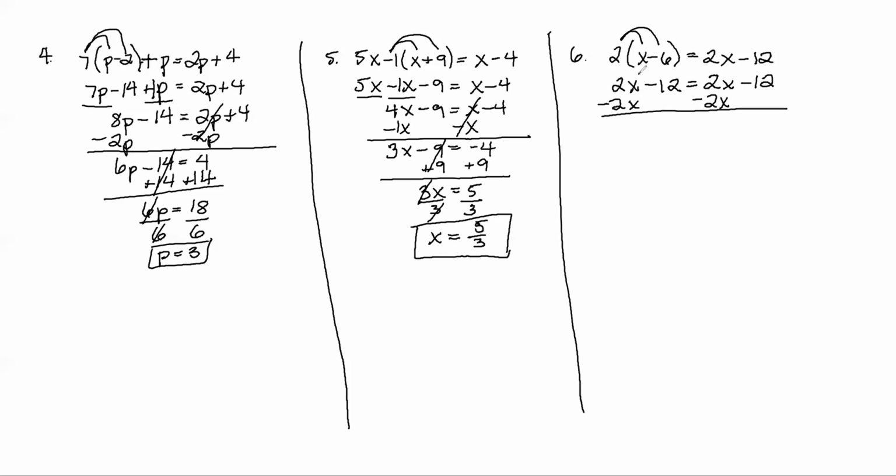So these cancel on the left, and they cancel on the right. Since we have other terms here, we don't have to put a 0. We'll just leave -12 equals -12.